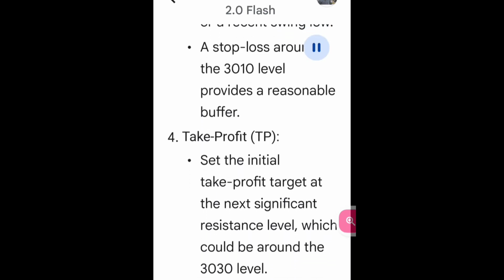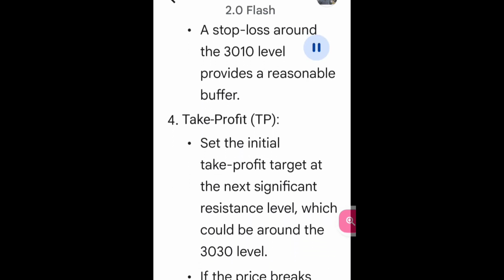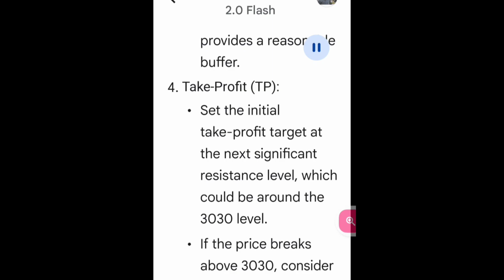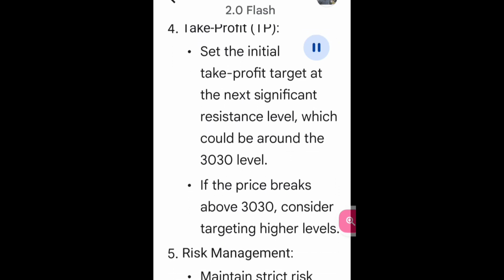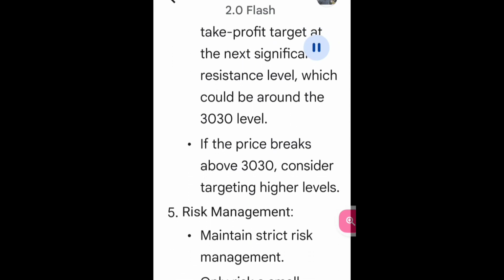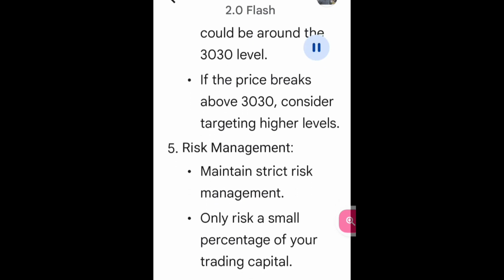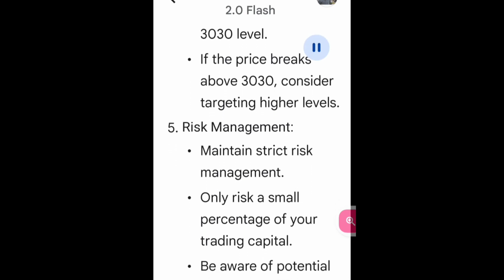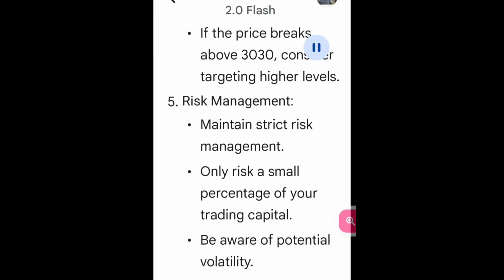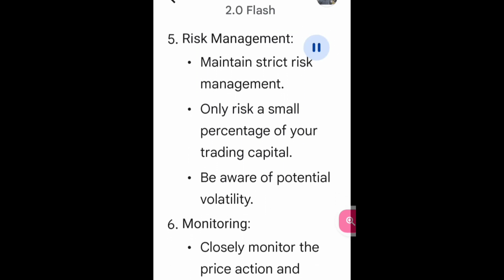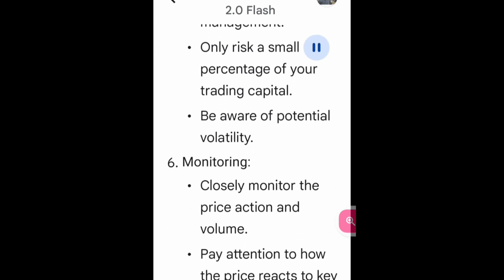4. Take profit, TP. Set the initial take profit target at the next significant resistance level, which could be around the 3,030 level. If the price breaks above 3,030, consider targeting higher levels. 5. Risk management. Maintain strict risk management. Only risk a small percentage of your trading capital. Be aware of potential volatility.